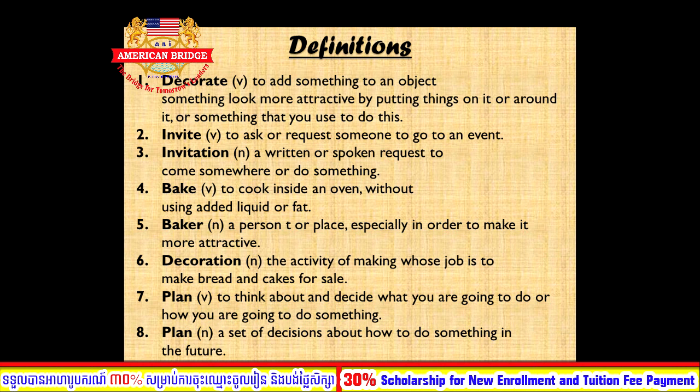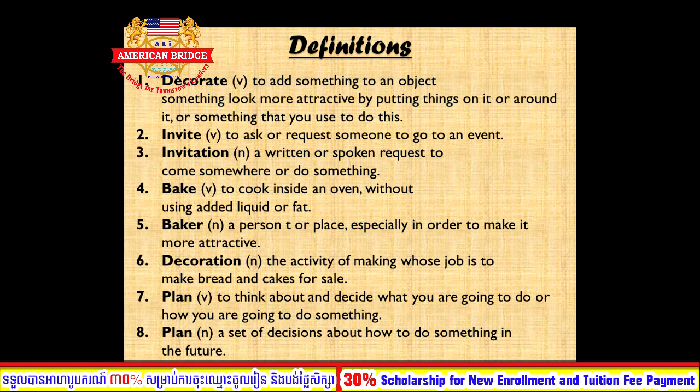There's another plan, number 8, which is a set of decisions about how to do something in the future. So my plan is to open a restaurant, okay? So it's a decision. It's about if I want to open a restaurant in the future. All right, so these are the definitions of 8 words.